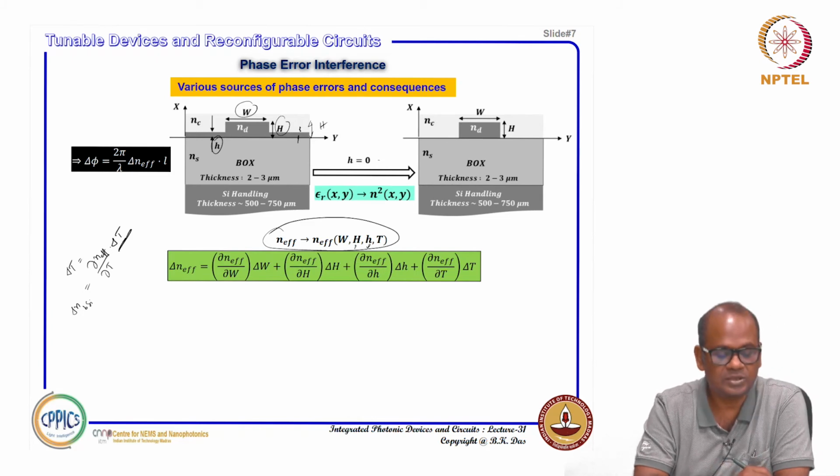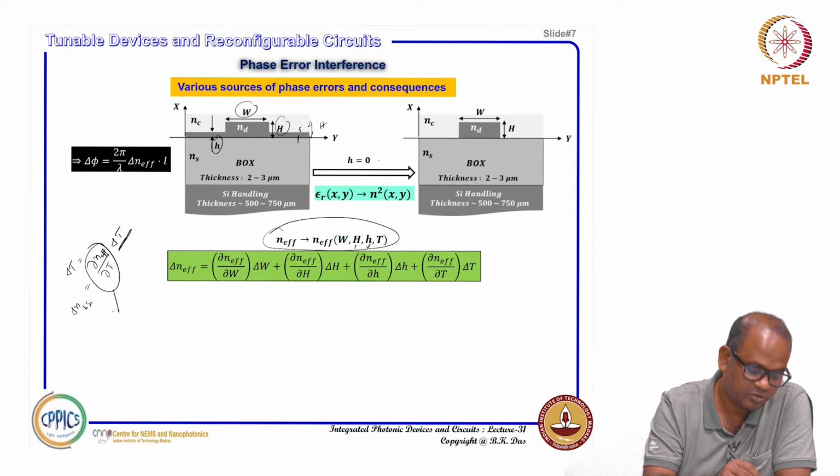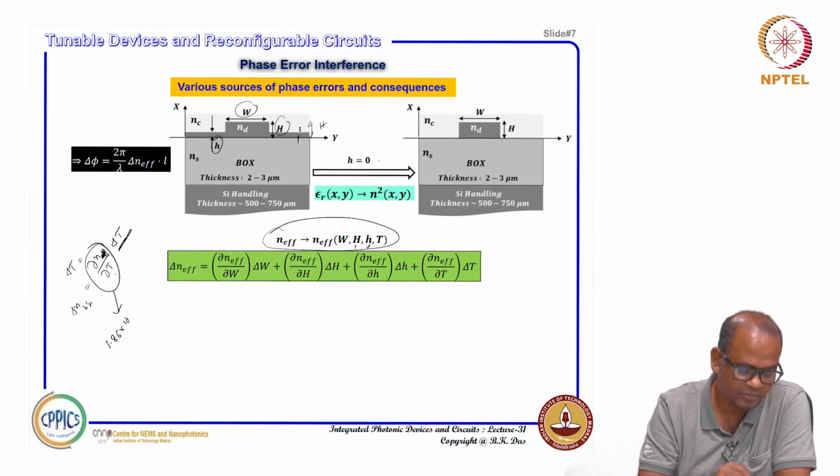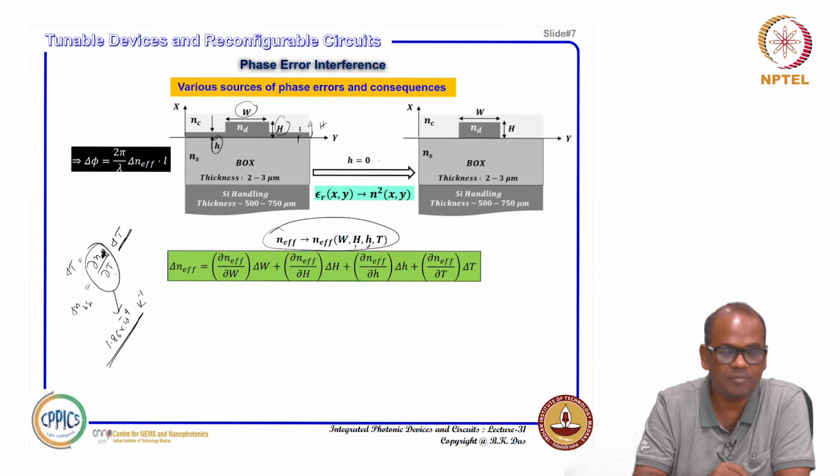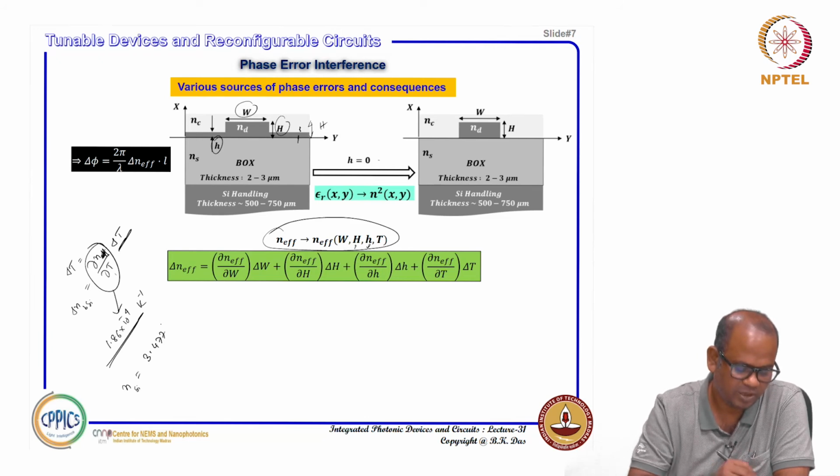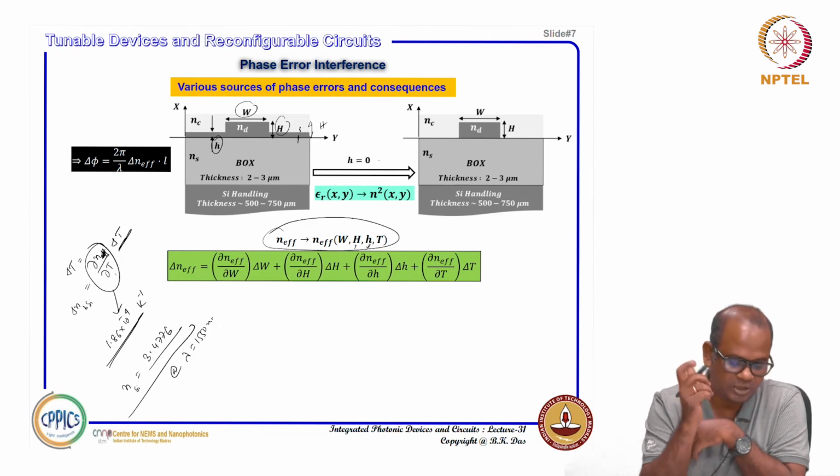So, for the bulk silicon, I should not say n effective, it is delta n silicon for example. That is called the temperature coefficient, which is about 1.86 into 10 to the minus 4 refractive index change per Kelvin. Okay. 1 Kelvin temperature change causes this much refractive index change. It looks very small, of the order of 10 to the minus 4, whereas silicon bulk is about 3.476 or something like that, at lambda equal to 1550 nanometer wavelength. With respect to this one, you can have a 10 to the minus 4 change for a temperature fluctuation of 1 Kelvin.